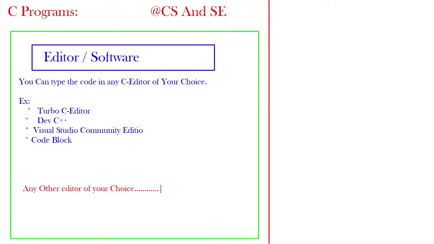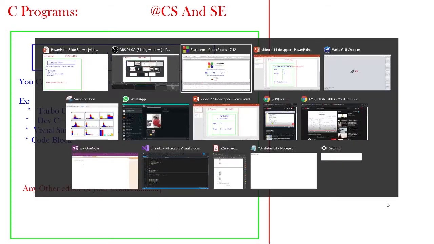As always we said, you can type the code in any C editor of your choice. For example, Turbo C editor, Arduino, C++, or Visual Studio Community Edition, or you can type the code in Code::Blocks. So I will be using Code::Blocks. So let's start how to write the code of this program.